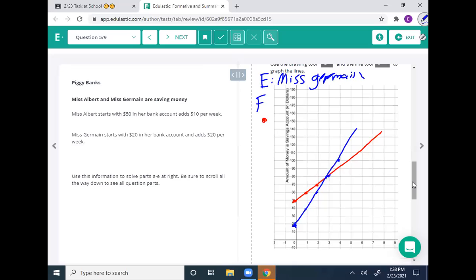For F, it says after how many weeks will they have the same amount in their account? Avery? 3. How did you know that? Because they intersect with the mark. Very good. To find out when they will have the same amount of money, you have to find that intersection point. How many weeks? 3 weeks. Okay. Once again, I didn't move it so that you could still see the graph here. So you're going to have to scroll down to do E and F.